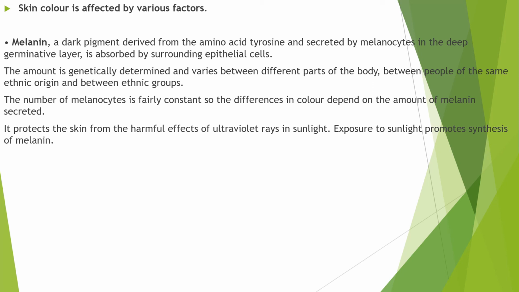In this case, this is the black person, this is the white person. Whenever they give offspring, the offspring will contain the genetic code from the black person and the code from the white person. They will give one offspring which will show these colors, with genes secreting this amount of melanin. The number of melanocytes is fairly constant, so the differences in color depend on the amount of melanin secreted.